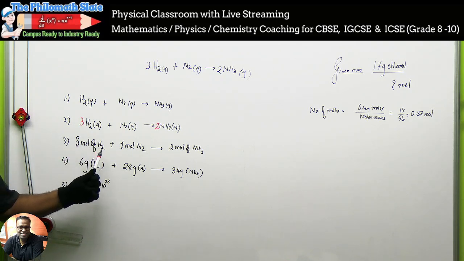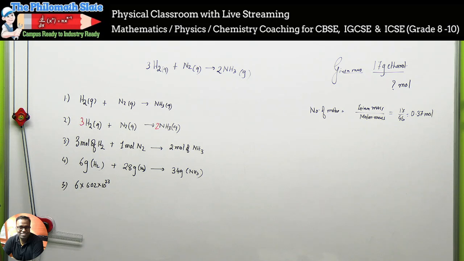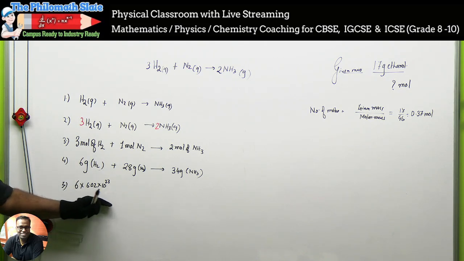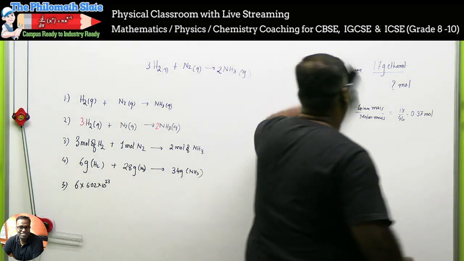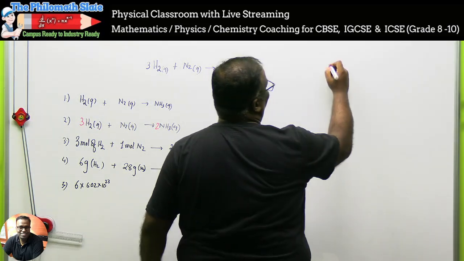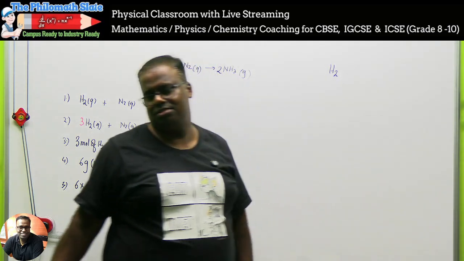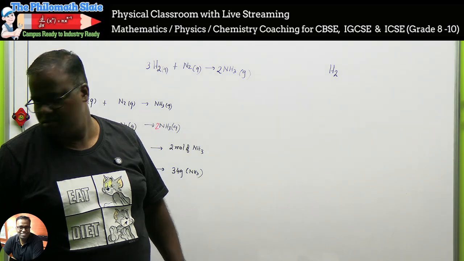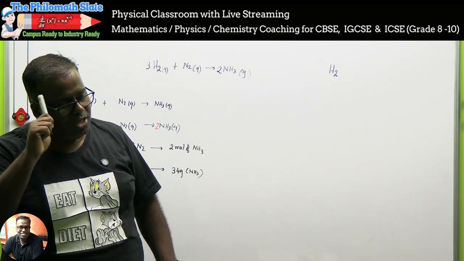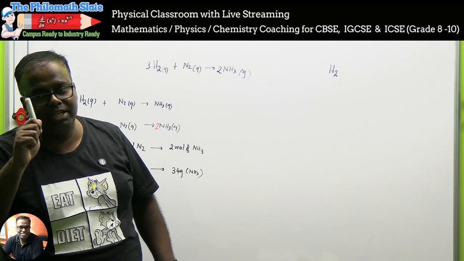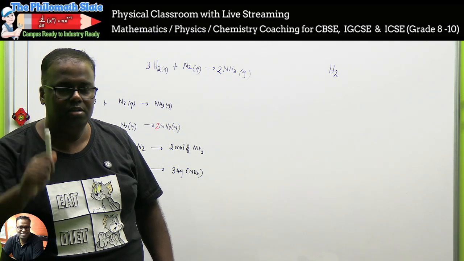3 moles of hydrogen molecule. Each hydrogen molecule has how many atoms? 2 atoms. So you have already written it. I want everything in atom count. So what should be the atoms here? I don't want to hear atoms and molecules. I know only one unit of measurement now at grade 9 and 10. What is it? Mole.